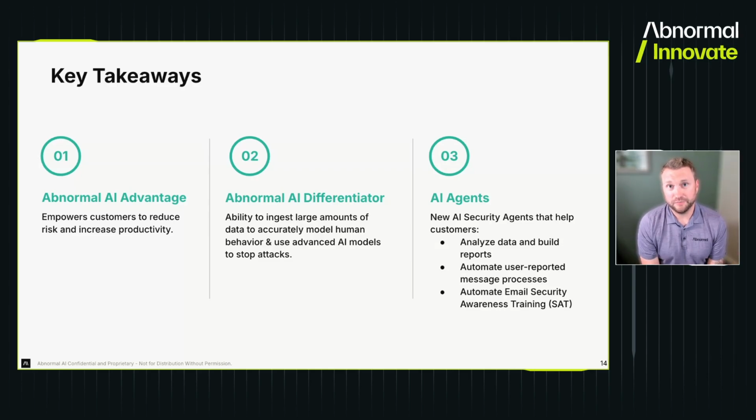Really, this third big differentiator for us is the inclusion of these AI agents. Aside from just that strong inbound email security capability that we've been delivering to clients for a while now, we have the strong ability to improve data reporting and user-reported message processes, and now ultimately automate the end-to-end process of phishing simulation and security and awareness training within the context of email.